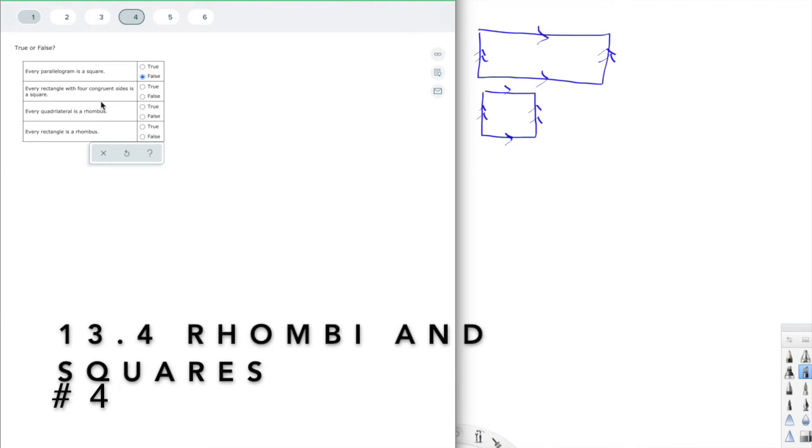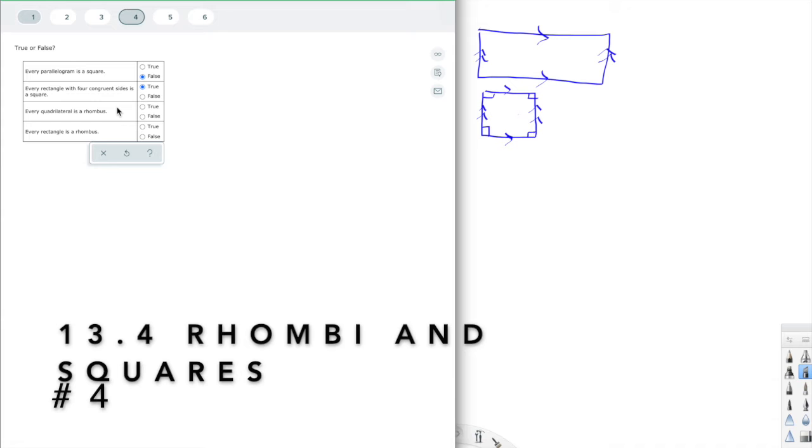Every rectangle with four congruent sides is a square. I said that funny. So if it's a rectangle and it has four congruent sides, it would be a square. So a normal rectangle, kind of what we picture, has two long sides and two short sides. But if it has four congruent sides, well, a rectangle is just a parallelogram that has four right angles. So a square is a rectangle. Not all rectangles are squares, but all squares are rectangles. So it's just one of those things you have to make sure you think through. A square does fit into the definition of rectangle.